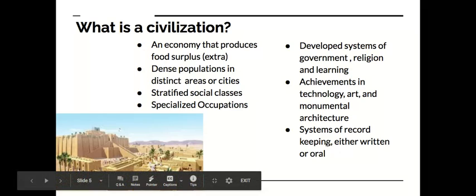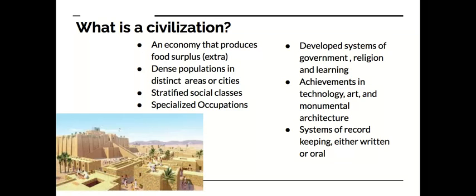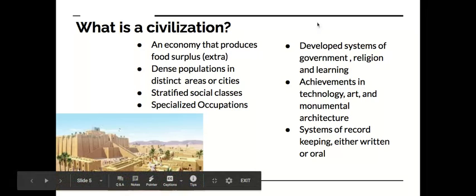So we're going to be going over the different kinds of systems of record keeping. Egyptians, obviously, they had hieroglyphics, and we can tell a lot about their civilization from everything they wrote down. But all kinds of civilizations have some kind of evidence of their day-to-day life. So these are the characteristics of a civilization.